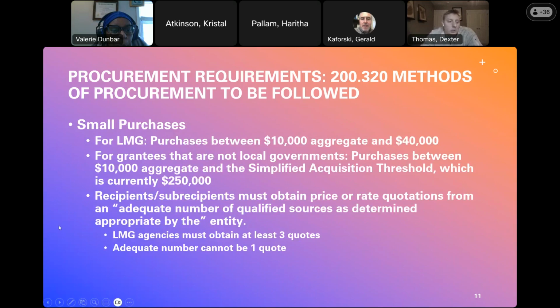Small purchases. For Louisville Metro government, purchases between $10,000 aggregate and $40,000. For grantees that are not local governments, purchases between $10,000 aggregate and the simplified acquisition threshold, which is currently $250,000. Recipients and subrecipients must obtain price or rate quotations from an adequate number of qualified sources as determined appropriate by the entity. LMG agencies must obtain at least 3 quotes. Adequate number cannot be 1 quote.